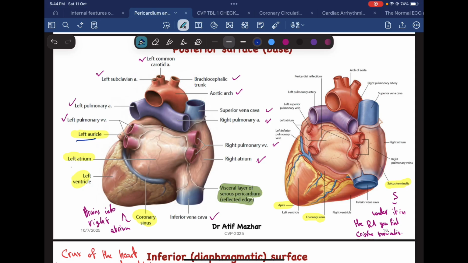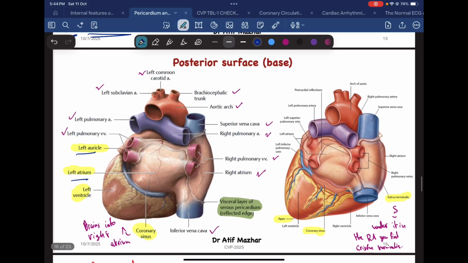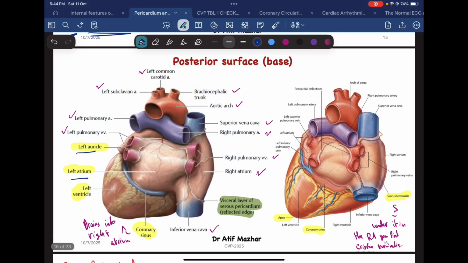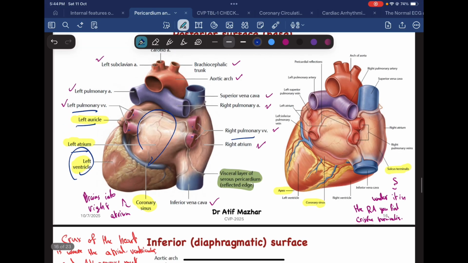Now, the left auricle over here, left atrium, better view of them. The left atrium was not visible in the anterior view, but it's visible here. This is the left atrium. Here are the veins: right pulmonary veins, left pulmonary veins. You have the left ventricle, a better side of it. Now, what's new here? It's the coronary sinus. Coronary sinus drains into the right atrium. It's the drainage system of the heart.